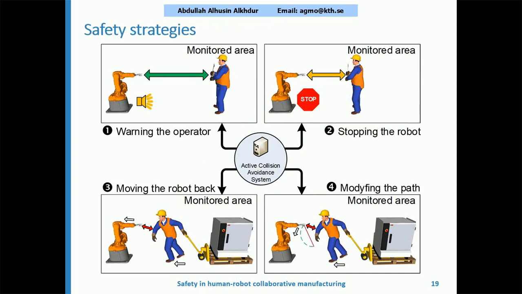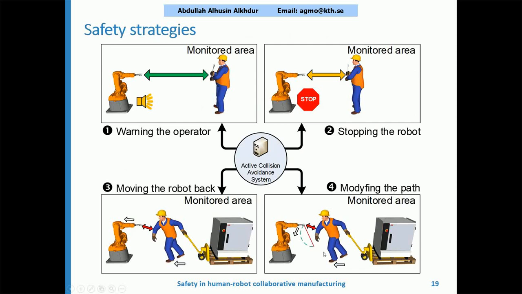We were also able to define different safety strategies. The first one is to warn the operators. If the operator is within a certain distance, it will trigger an audio alarm. In the second strategy, we stop the robot if the operator becomes very close to the robot. The third strategy can be activated where the robot moves away to avoid collision, if the operator needs to go there and be very close to the robot.